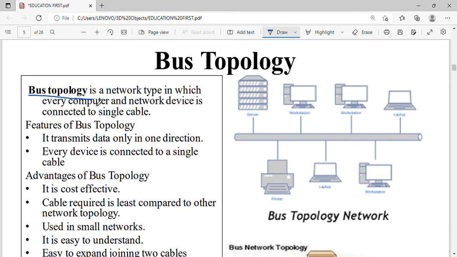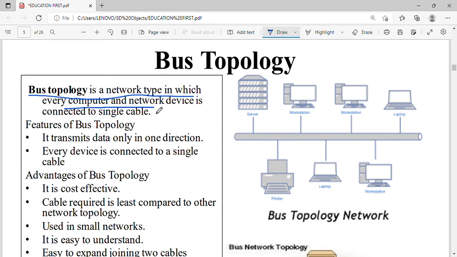Bus topology is a network type in which every computer and networking device is connected to a single cable. This is the common single cable. It transmits data only in one direction. It is cost effective. Advantages of bus topology: the cable required is least as compared to other network topologies. Used in small networks, it is easy to understand, and easy to expand by joining two cables.